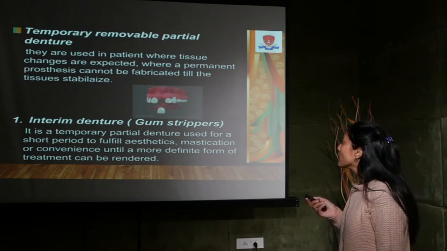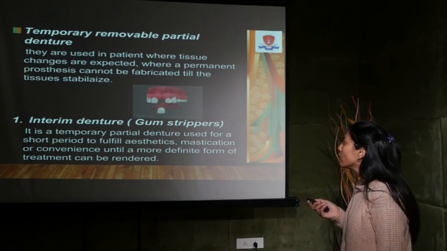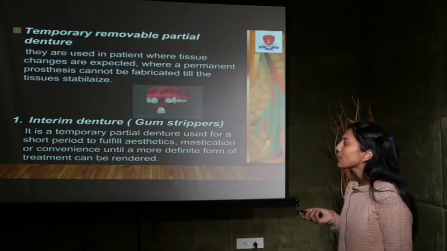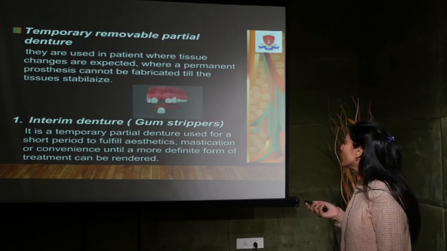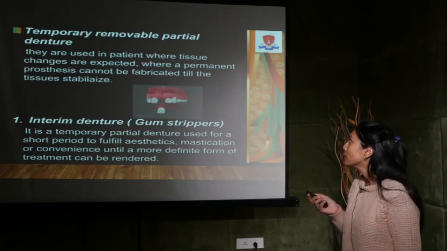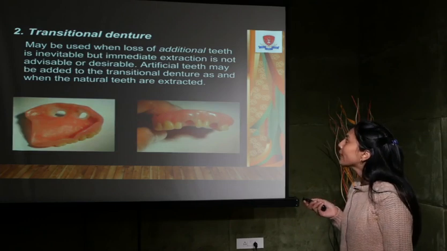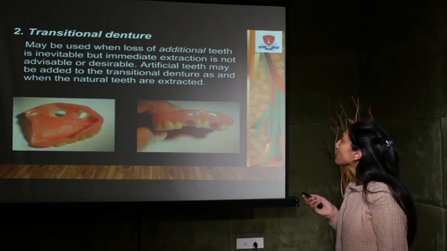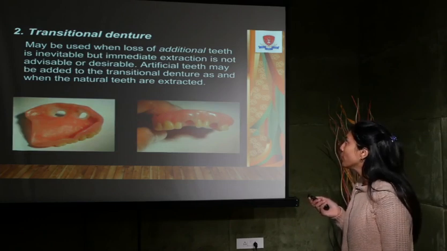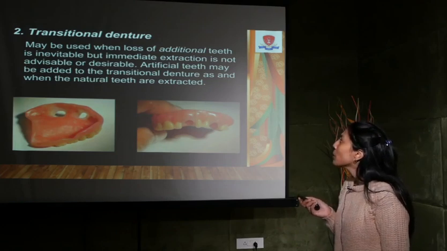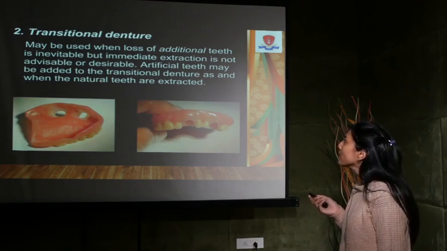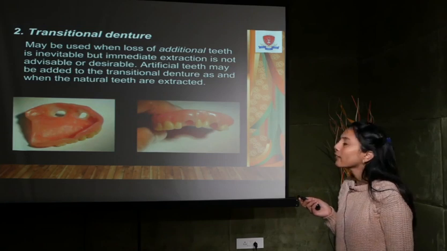What is an interim denture or gum stripper? They are temporary partial dentures used for a short period of time to fulfill aesthetics, mastication or convenience until a more definitive form of treatment can be rendered. What is a transitional denture? It may be used when the loss of additional teeth is inevitable but immediate extraction is not advisable or desirable. Artificial teeth may be added to the transitional denture as and when the natural teeth are extracted.